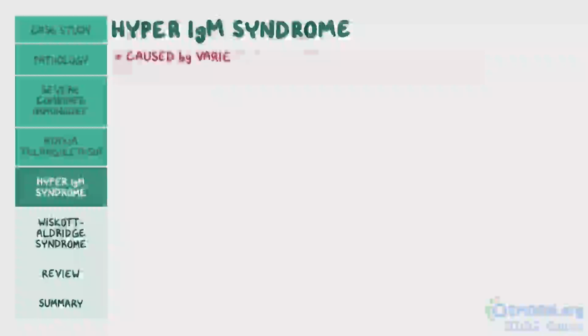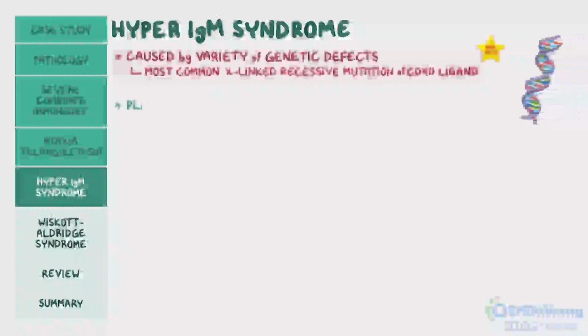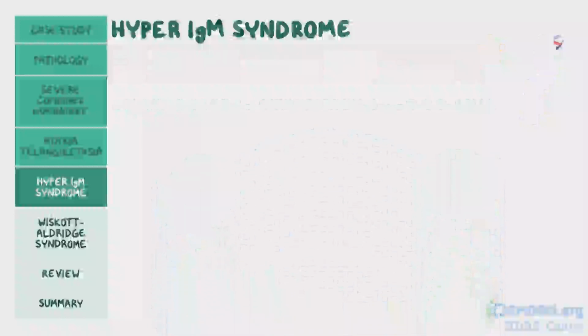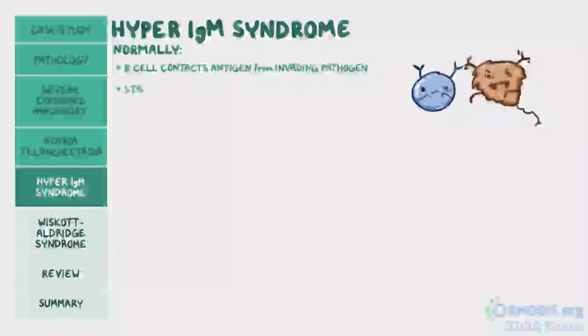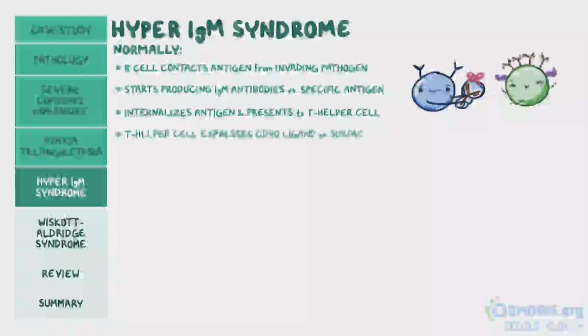Moving on, there's hyper-IgM syndrome, which can be caused by a variety of genetic defects. Now, the most common and high-yield one is an X-linked recessive mutation of the CD40 ligand, which plays a major role in communication between B and T cells. Normally, when a B cell comes in contact with an antigen from an invading pathogen, it will start producing IgM antibodies against that specific antigen, while also internalizing that antigen and presenting a piece of it to a T helper cell. That T helper cell then expresses a protein called CD40 ligand on its surface, which attaches to a receptor on the B cell surface called CD40.